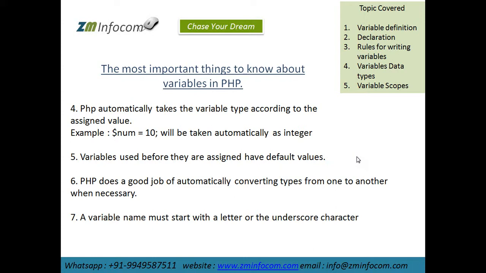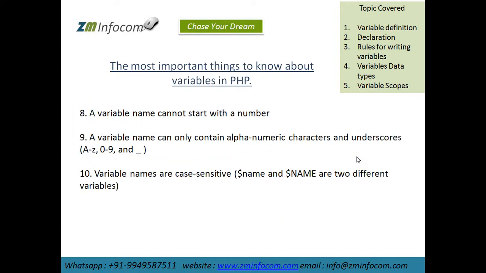A variable name must start with a letter or underscore character. So this is the writing rule for the variable, that it should start only with a character or an underscore. We cannot use any kind of number before writing the name of variables. A variable name cannot start with a number. A variable name can only contain alphanumeric characters and underscore. So we can use alphabets from A to Z and numbers from 0 to 9 and underscore.